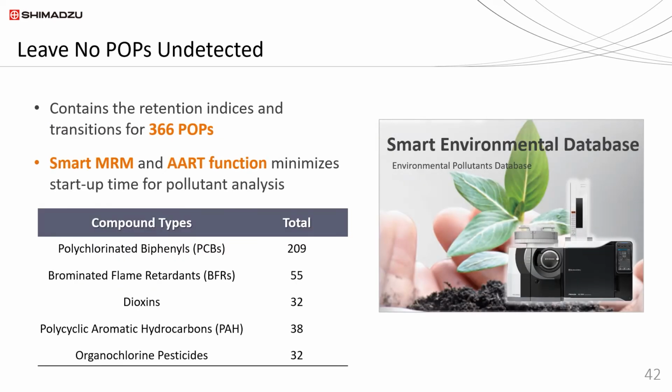For a more general routine analysis of persistent organic pollutants, the Smart Environmental Database will be very helpful to kickstart your analysis. This database includes most persistent organic pollutants, including polychlorinated biphenyls (PCBs), brominated flame retardants (BFR), dioxins, polycyclic aromatic hydrocarbons (PAH), as well as organochlorine pesticides.